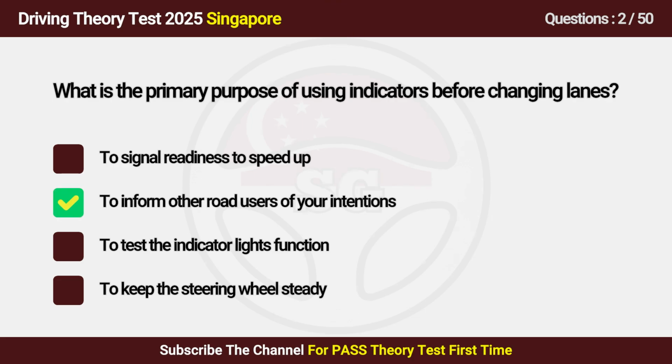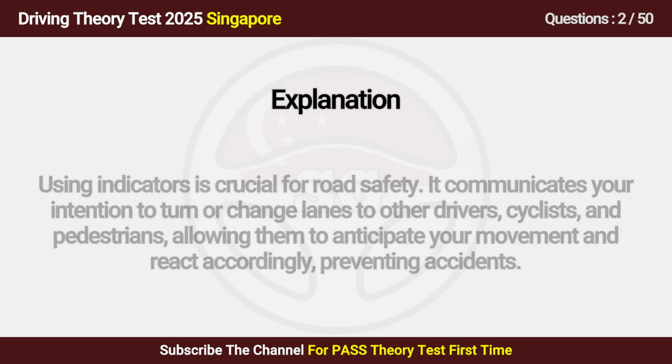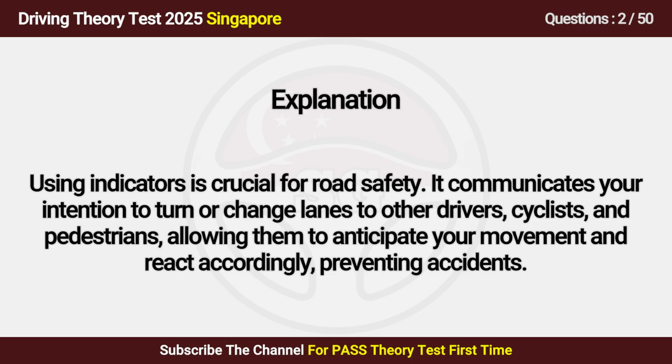Answer is B. To inform other road users of your intentions. Using indicators is crucial for road safety. It communicates your intention to turn or change lanes to other drivers, cyclists, and pedestrians, allowing them to anticipate your movement and react accordingly, preventing accidents.